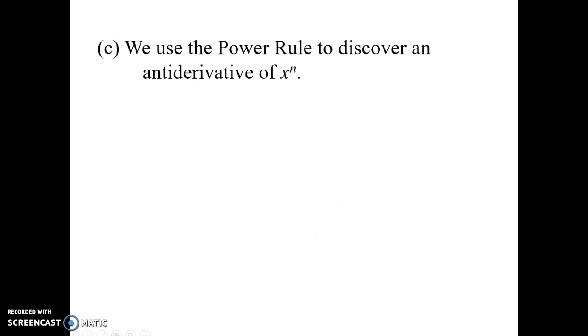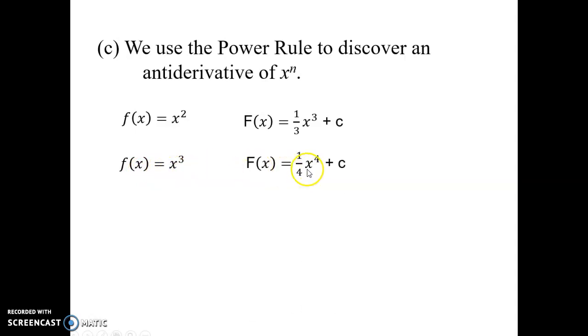Now, what about part C? When we use the power rule, remember when we went backwards from x squared, we said that's equal to 1/3 x to the third plus c, because when I take the derivative of this, I get x squared. If the derivative function was x cubed, then that must have come from x to the fourth, but there's no coefficient in front. So I must have had a 1/4 coefficient to make it disappear. So when I take the derivative of this function, I get x to the third.